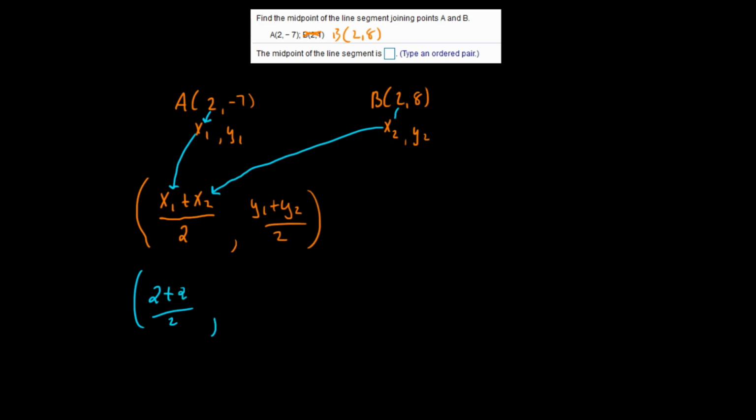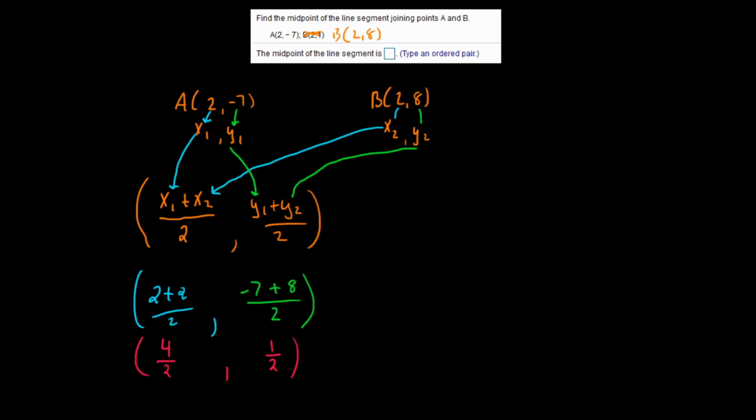And then for my y's, I know that this one is -7, so my y1 becomes -7, plus my y2, which is 8. So I'm going to put my 8 up here, and I have a 2 here. And now I have two expressions, one in blue for my x coordinate, one in green for my y coordinate. And when I solve these expressions, I will have the midpoint of my line segment. So 2 plus 2 is 4. And I'm going to leave that over the 2. Now I have -7 plus 8 is 1 over 2.